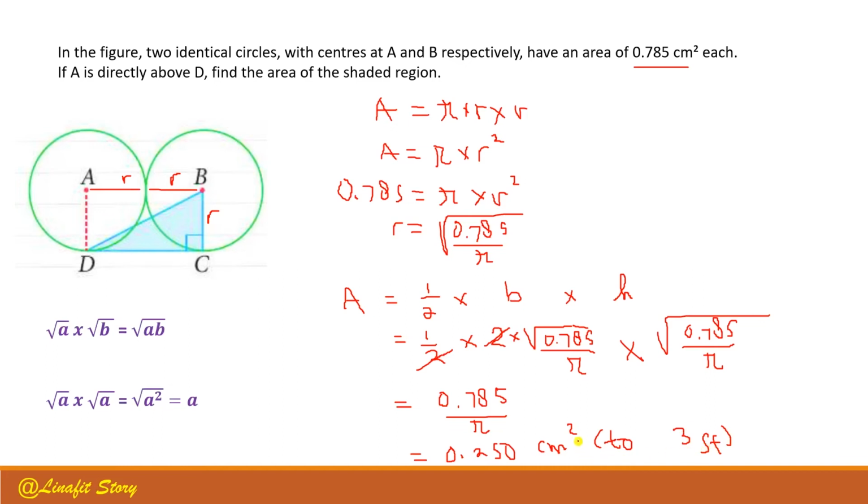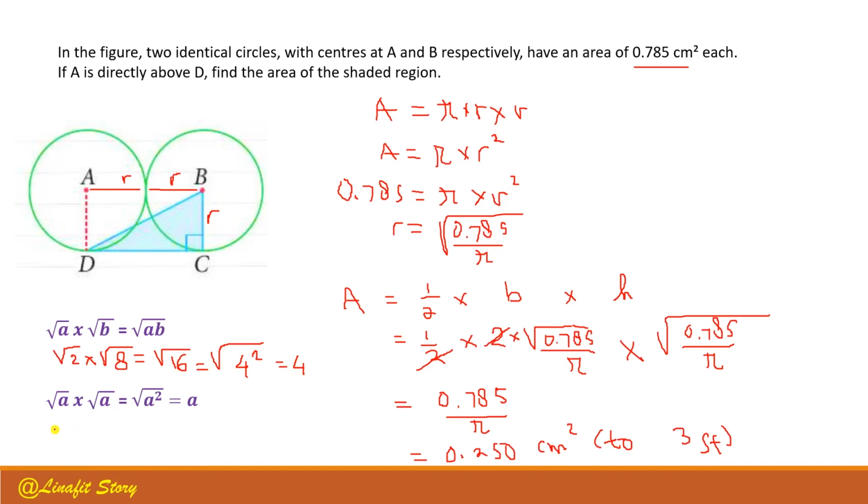For example here, the square root of a times the square root of b is equal to the square root of a times b. For example, the square root of 2 times the square root of 8 is equal to the square root of 16, which is equal to the square root of 4 squared, which is equal to 4.